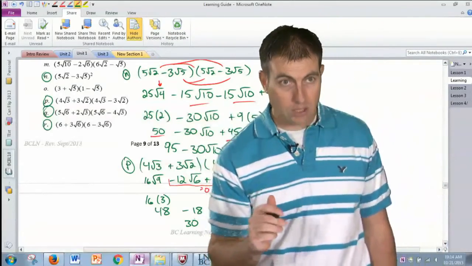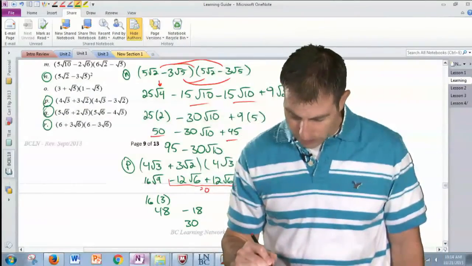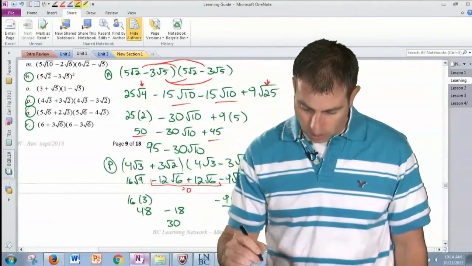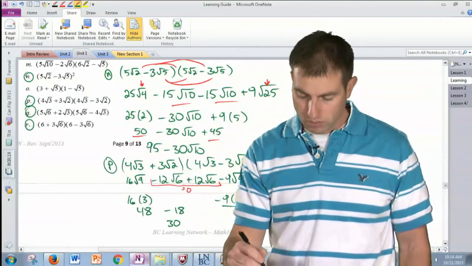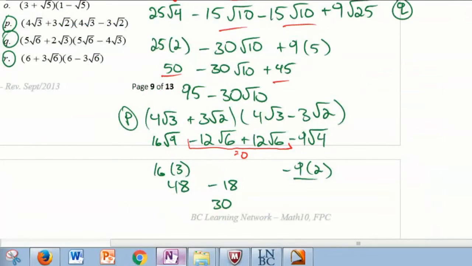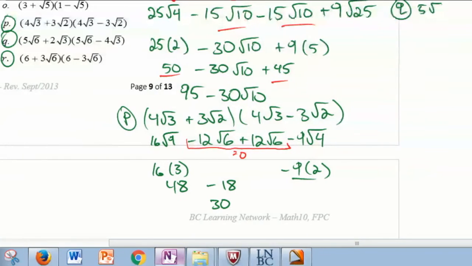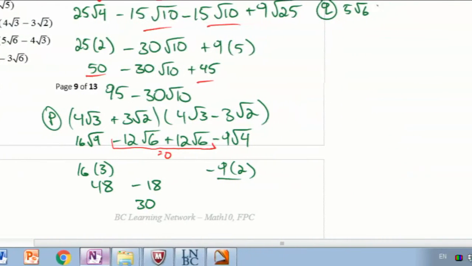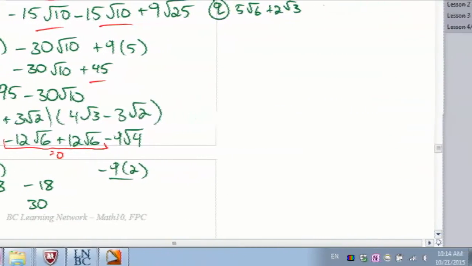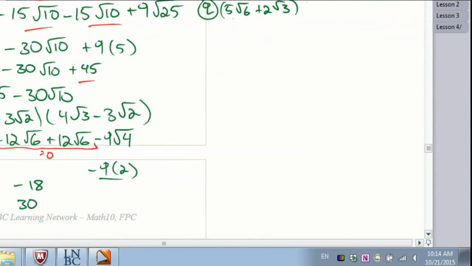So as N, P, if I work really hard, I could probably do Q and R as well. You can do way over on the right here. So this is Q, starting over here. 5 root 6 plus 2 root 3, and 5 root 6 minus 4 root 3.